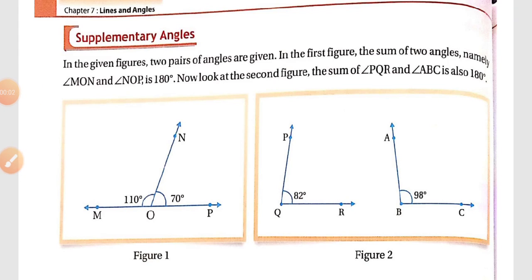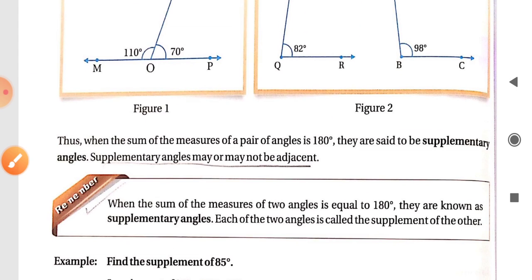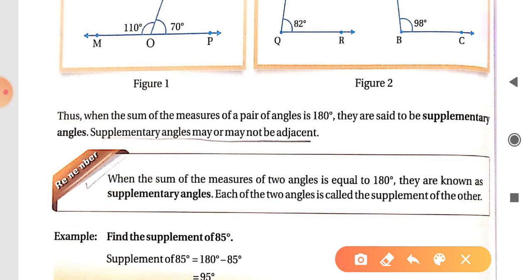Hello students, today we will start the next topic, supplementary angles. When the sum of the measures of two angles is equal to 180 degrees, then they are known as supplementary angles.